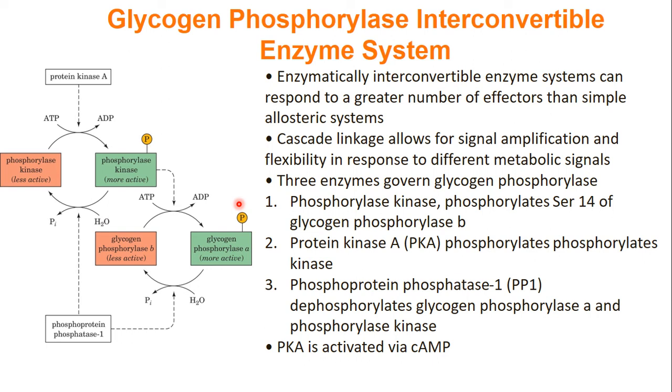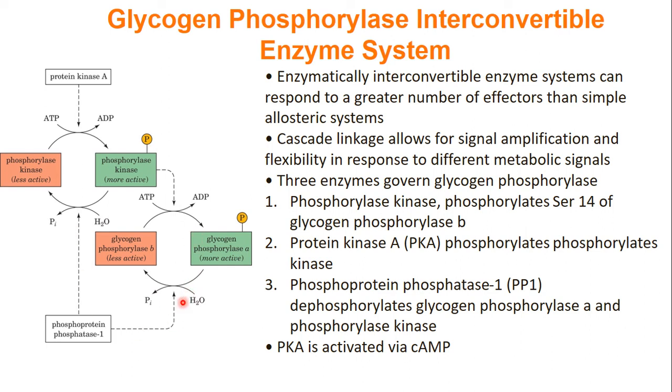The three enzymes we're going to be looking at are phosphorylase kinase, shown right here. Phosphorylase kinase will phosphorylate serine 14 of glycogen phosphorylase b. So phosphorylase kinase turns on glycogen phosphorylase and turns it into the a form. We also have PKA, or protein kinase A. PKA will phosphorylate phosphorylase kinase. So PKA turns on phosphorylase kinase. Phosphorylase kinase turns on glycogen phosphorylase.